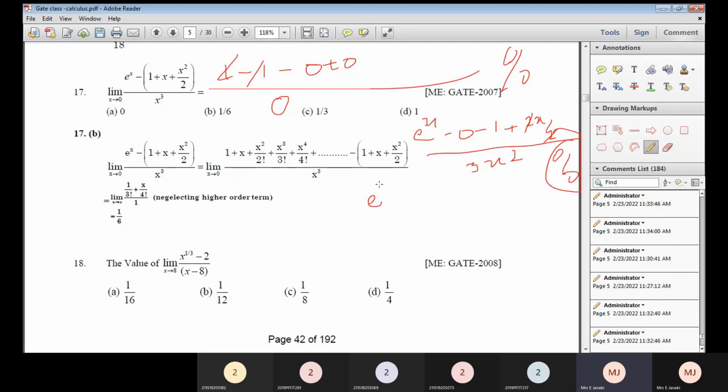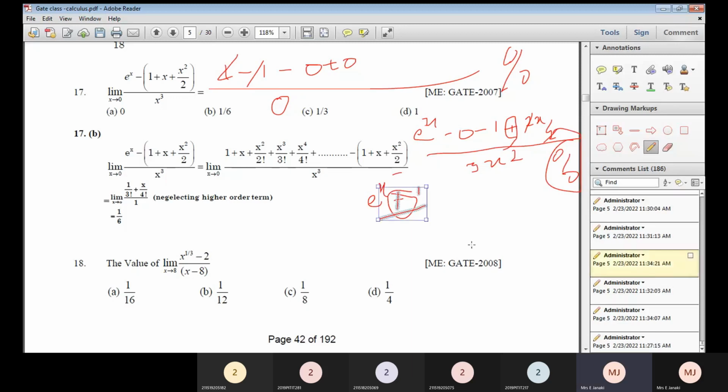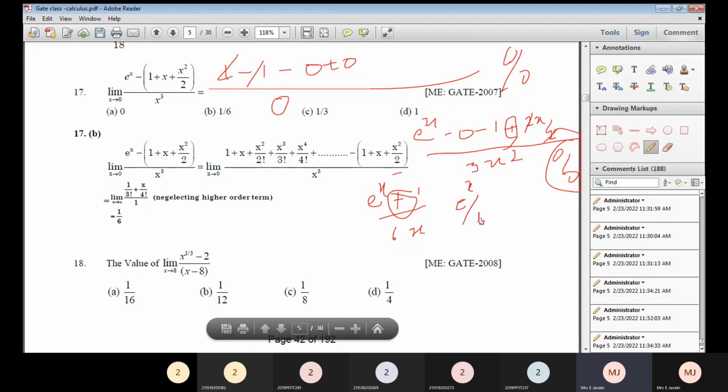The derivative of e power x is e power x, minus 1 differentiation is 0, and x differentiation is 1, with a minus sign, because this minus is common to all. And 3x square differentiation value is 6x. After applying the limit x tends to 0, we again get 0 by 0 indeterminate form. So apply the L'Hospital rule again: e power x by 6.